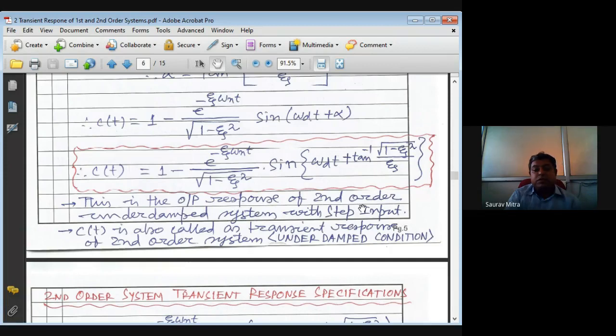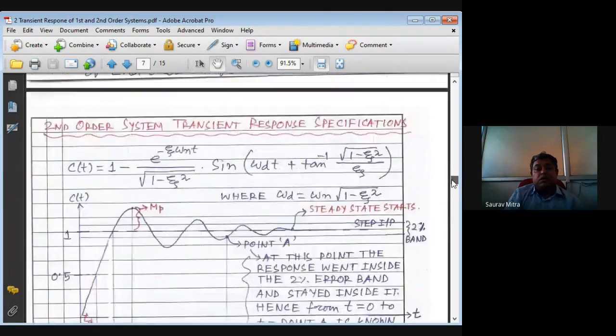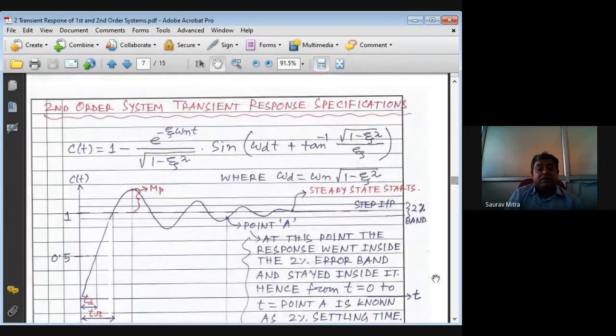So this is the output response of a second order underdamped system with step input. C(t) is also called the transient response of a second order system in the underdamped condition. When zeta is between 0 and 1, this is called underdamped. When zeta is equal to 0, it is called undamped. Zeta equal to 1 is critically damped, and zeta greater than 1 is called overdamped. Undamped response is fastest, overdamped response is slowest. So this is the underdamped response.